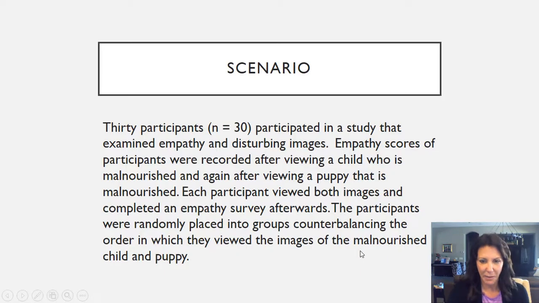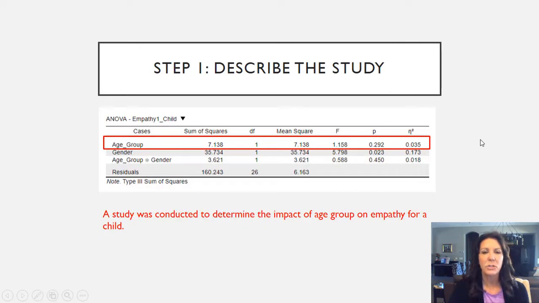So we're going to use the same scenario that we've used in Lab 13. So this is the analysis that I'm giving you an example of. This is looking for a main effect of age group on empathy after seeing a picture of a malnourished child. So age group and main effect of age group on empathy for a child.